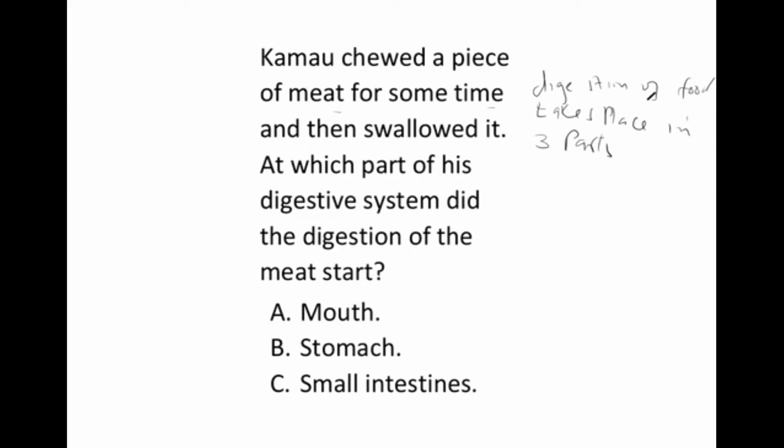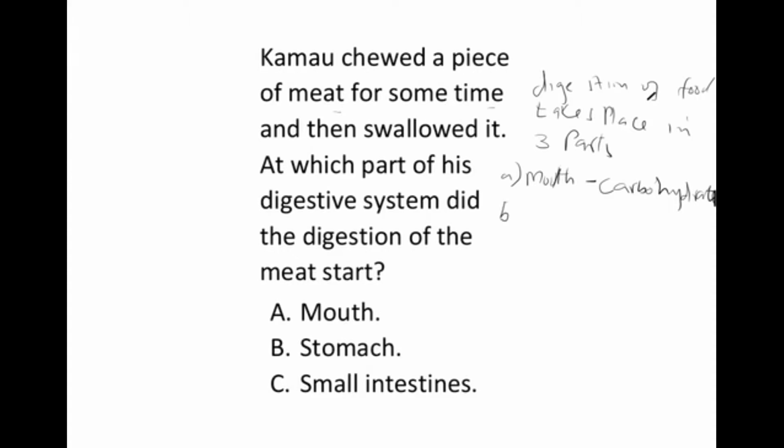One, or A, we have the mouth. The food that is digested here are the carbohydrates, so foods like maize, millet, they are digested in the mouth.